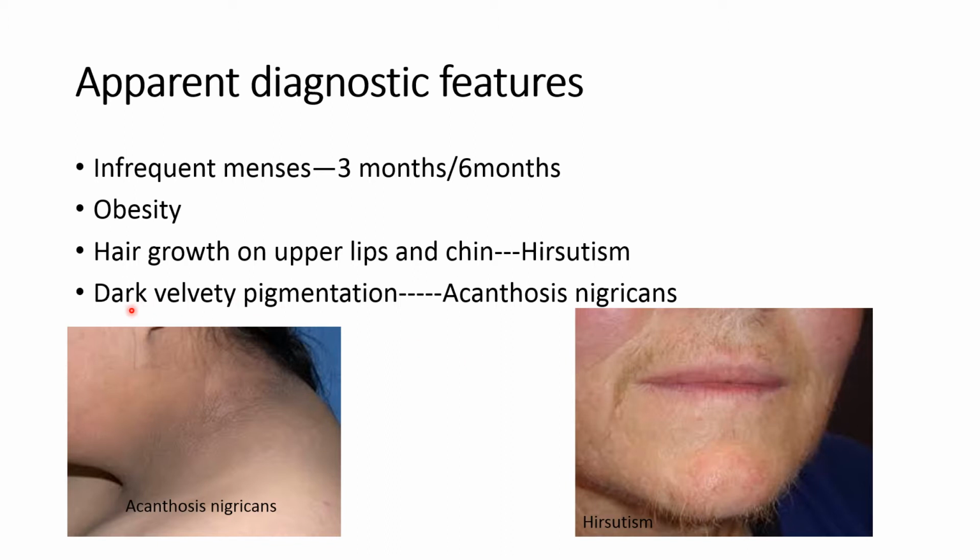Then there is another feature, dark velvety pigmentation, that happens in most of these women at the nape of the neck, under the armpits, or anywhere, like on the thighs, and it is called acanthosis nigricans. This acanthosis nigricans is a depiction of insulin resistance. It means these females are going to develop diabetes mellitus. So if these four features are present in a female, we can suspect polycystic ovarian syndrome. Her ovaries may have developed polycysts, a lot of cysts. The four features are infrequent menses, obesity, hair growth, that is hirsutism, and dark velvety pigmentation.